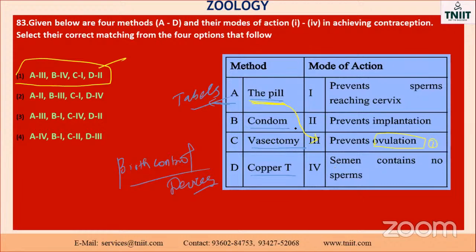Semen containing no sperm. And vasectomy is mostly done in males, isn't it? Tubectomy is in females. Okay, male. So C is 1. See, vasectomy prevents sperm from reaching the cervix. And the last one, copper T, prevents implantation.